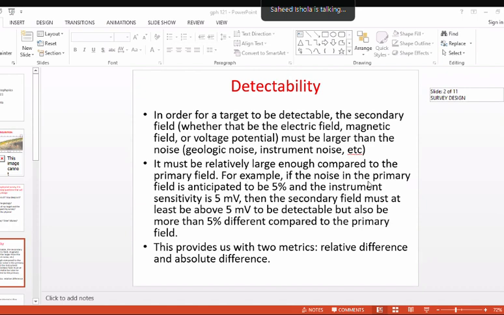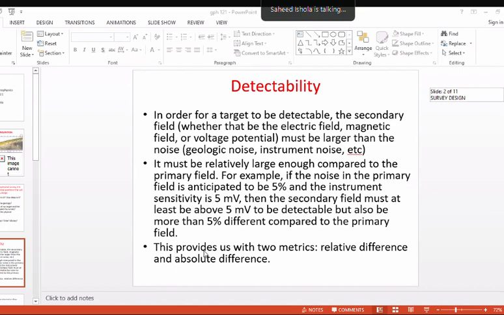For example, if the noise in the primary feed is anticipated to be 5% and the instrument sensitivity is 5 millivolts, then the secondary feed must at least be above 5 millivolts. It must be above 5 millivolts to be detectable, but also more than 5% difference compared to the primary feed.